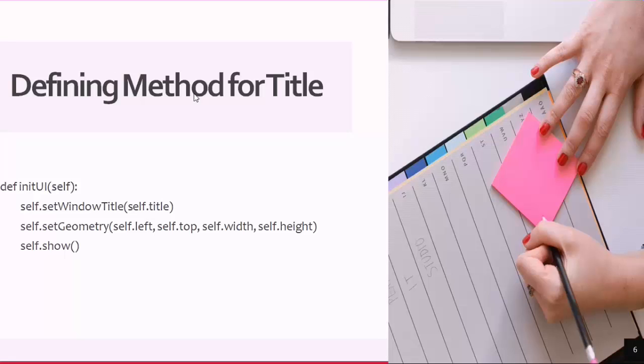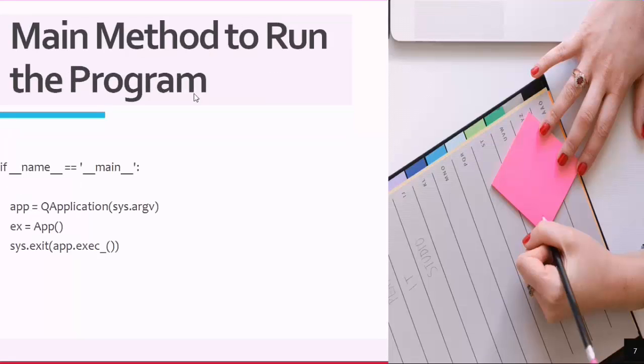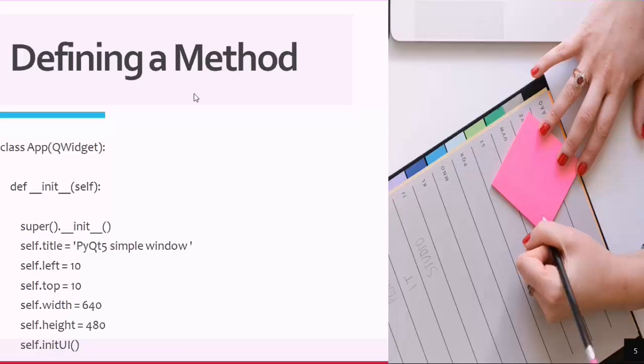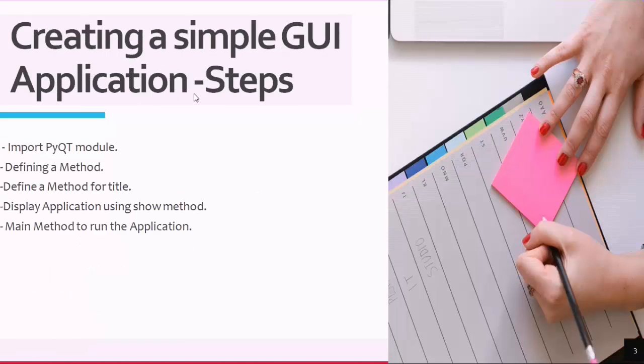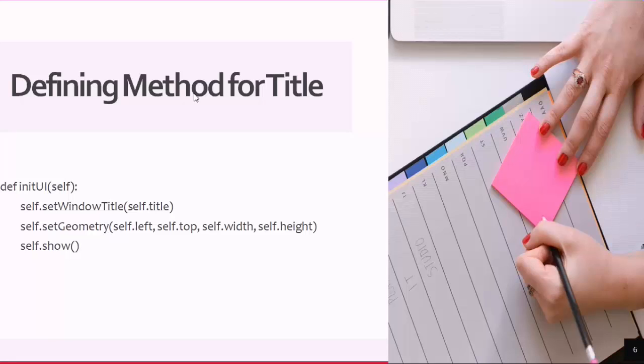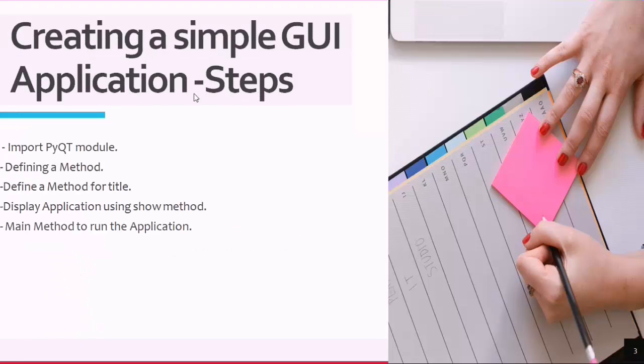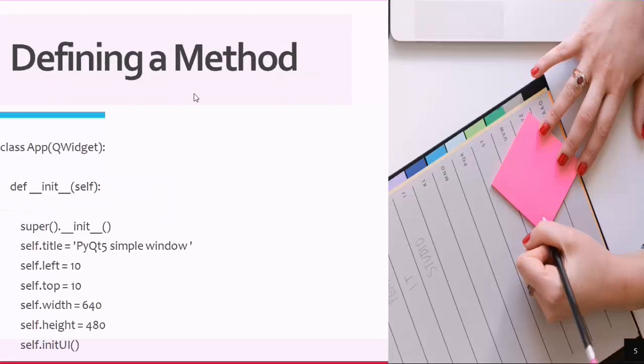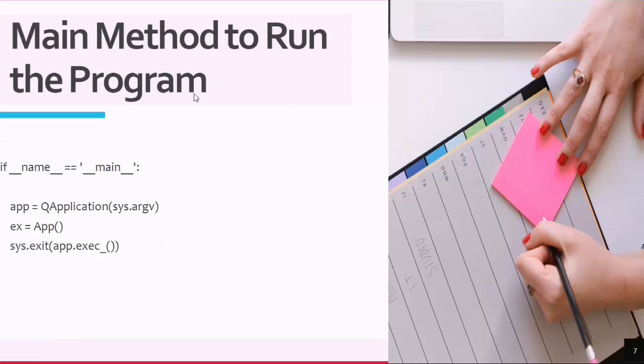And lastly, I'm going to use the fourth method, which I have defined for displaying the application using the show method. So I have used the show method as self.show to create the application. And lastly, we are going to use the main method to run the application. Let's go ahead and check out the main method.